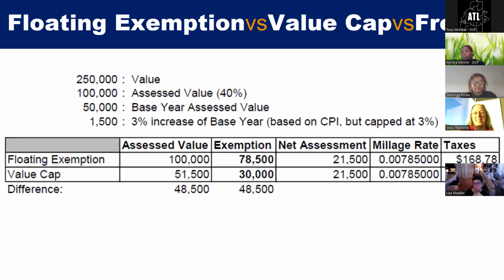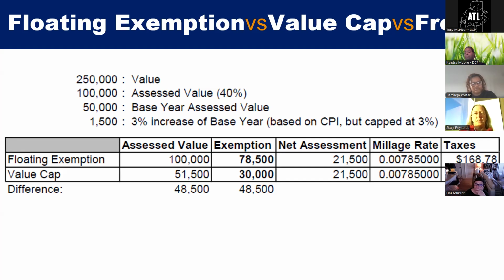So I apologize in advance. This is math, but this is the way it made sense to me. When the city of Atlanta first got the floating exemption, I thought of it as a value cap, and I kept getting questions from people saying, well, wait, didn't I have a value cap? Why is my tax bill still going up? And the reason is because it does go up a little bit each year.